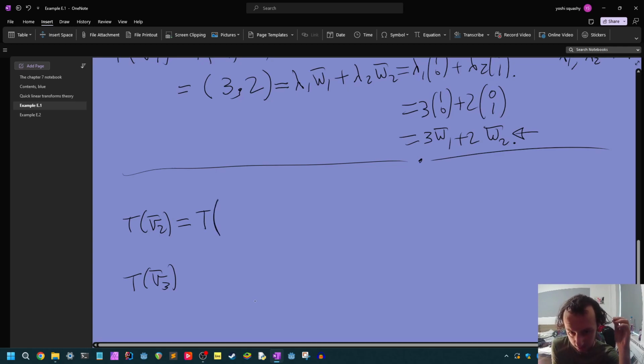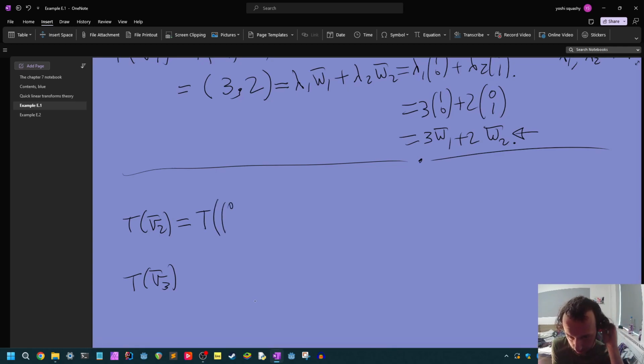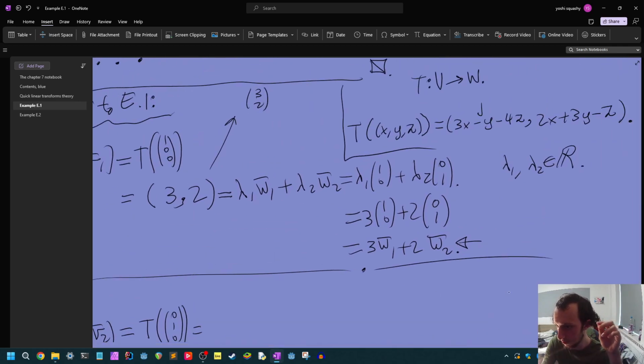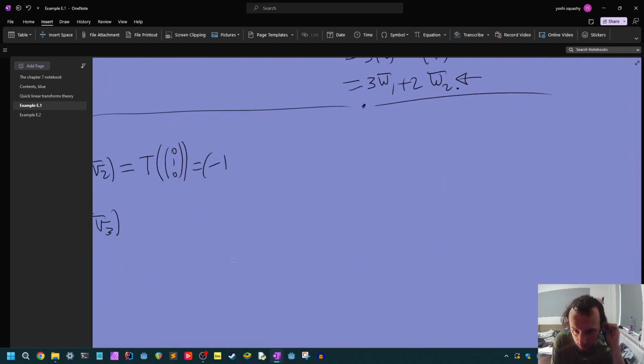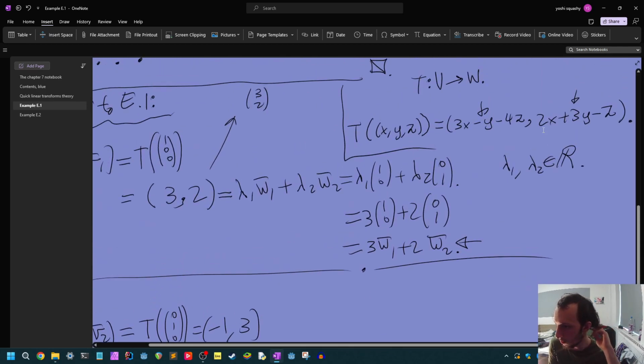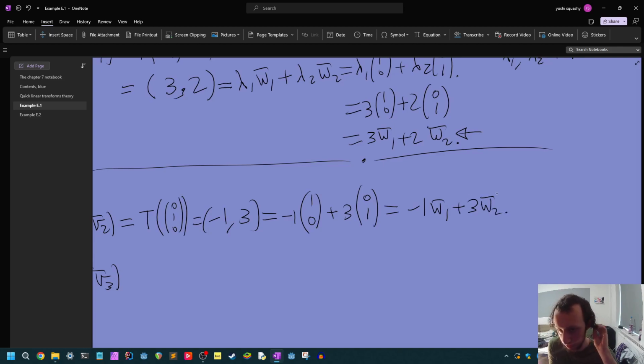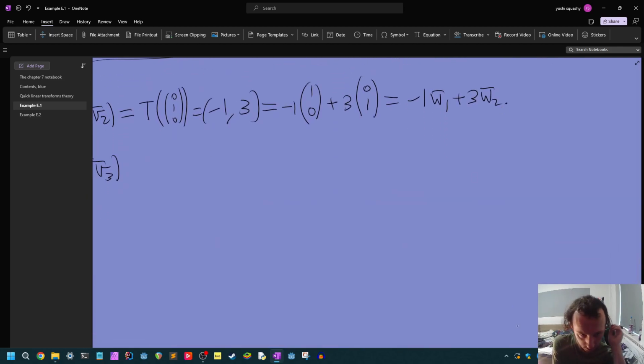So T of V2 is T of 0, 1, 0 equals, that's going to be the y coefficients, so the coefficient of this is minus 1, coefficient of this is 3, so we get minus 1, 3, when we substitute in y equals 1 into this expression here. And that's going to be equal to minus 1 times 1, 0, plus 3 times 0, 1. But these are the basis vectors, so we get equals minus 1 W1 plus 3 W2. And you can do it slowly if you want. We did the first one, so it's the same idea.